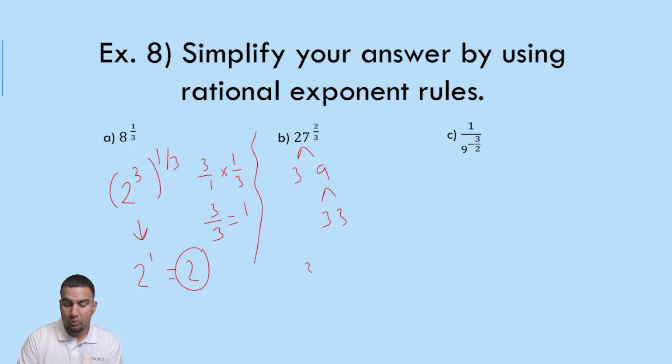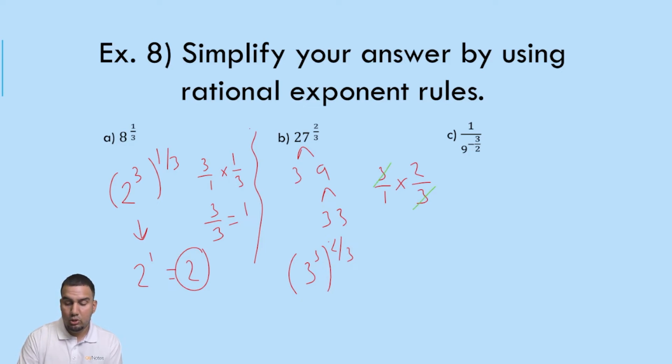So my answer is going to be 3 cubed raised to 2/3. But again, I have a power to a power. So I go to the side, I put 3 over 1, and I times it by 2/3. Now, using a shortcut, these 3's are going to cancel out.